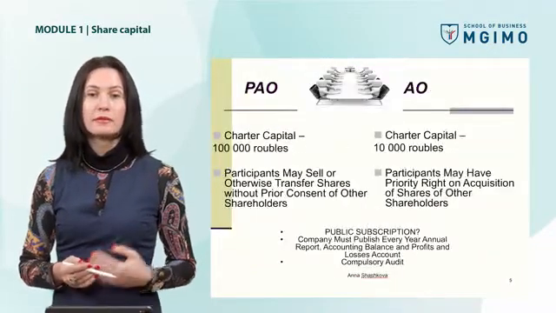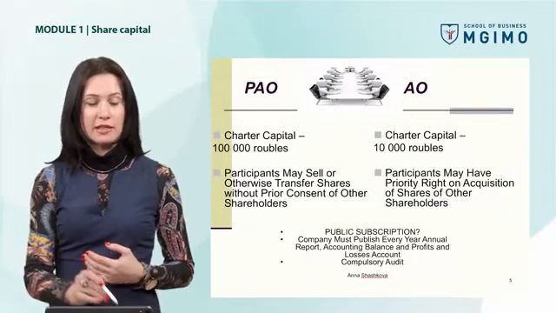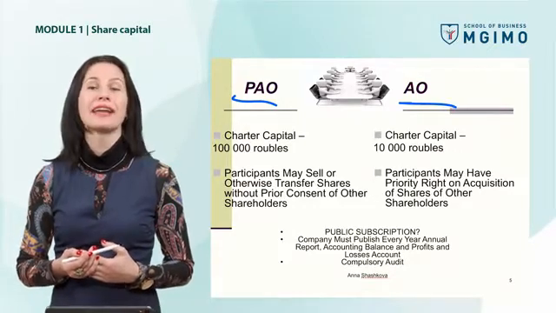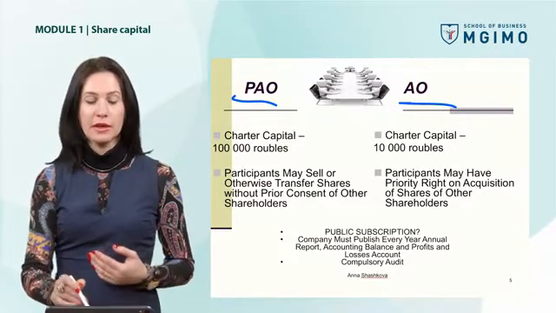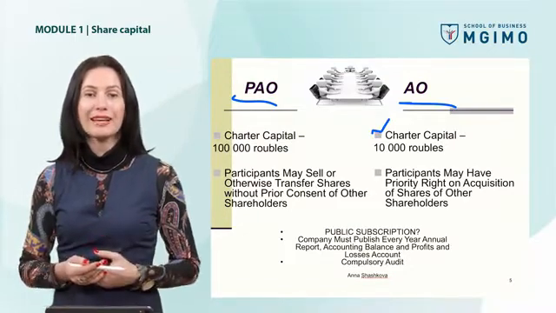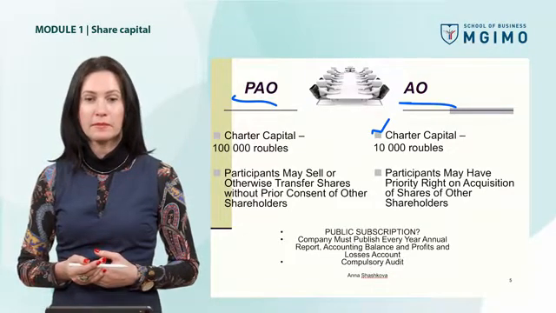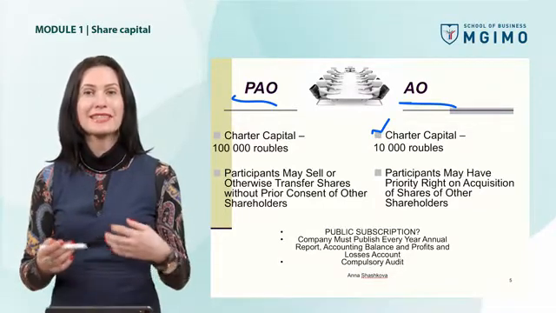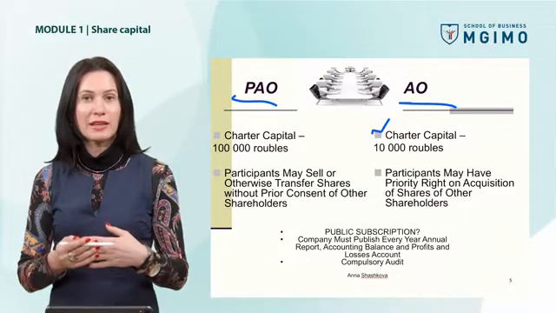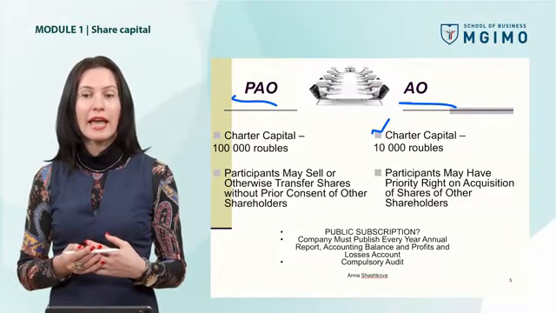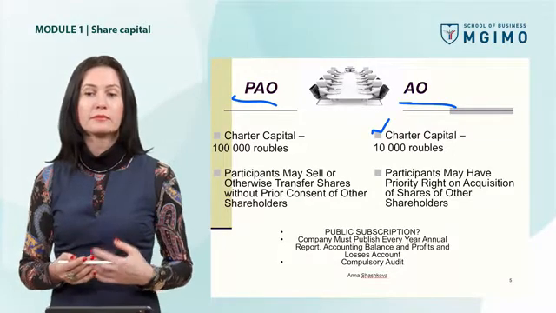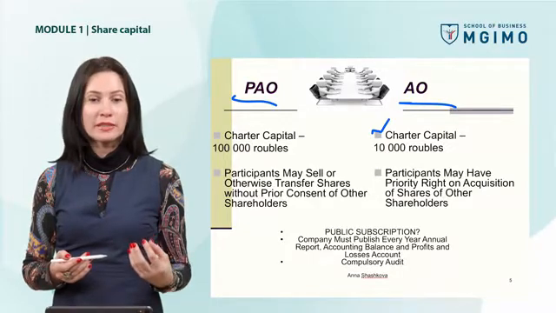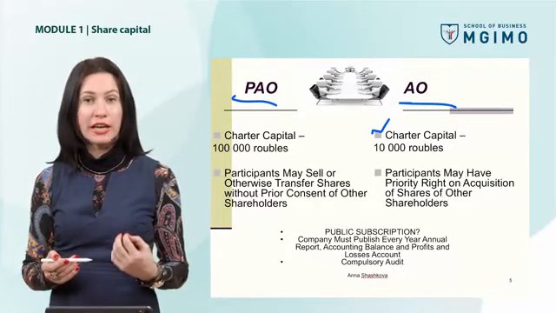If we compare companies limited by shares, the public one and non-public one, we can see that there are slight differences. The amount of charter capital in public company, it is 10 times higher. And when we speak about non-public company, it is a limited company. So that means it is a closed entity. And that is why normally there is priority right of other participants to sell shares.